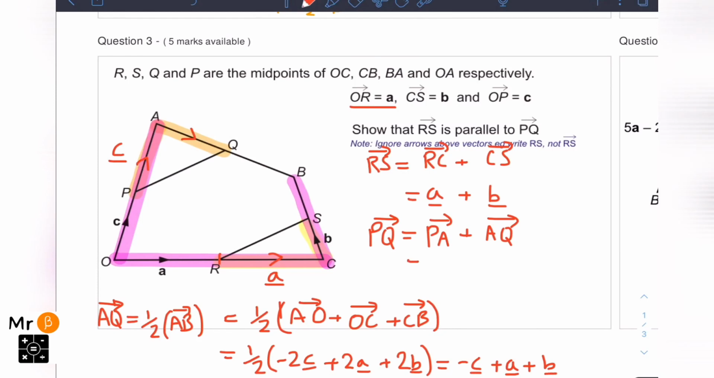So now, if we put all this information together, we know that PA was this vector C, and then we know AQ is what we've just worked out below, which was minus C plus A plus B. So if we now collect together our terms, we would be left with A plus B. So because these vectors are the same, they are parallel.